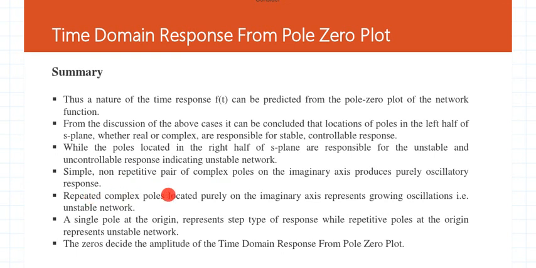But repetitive complex poles on the imaginary axis give you growing oscillation, and then your system is unstable. So single poles give you a purely oscillatory response, but double poles on the j omega axis make your system unstable. A single pole at the origin gives you a step type of response, and repetitive poles at the origin make the system unstable. So zeros decide the amplitude of the time domain response, right? The zeros decide what the amplitude of the signal would be.